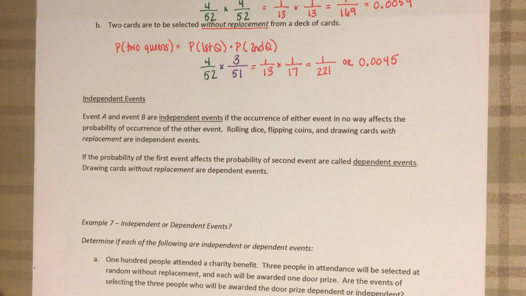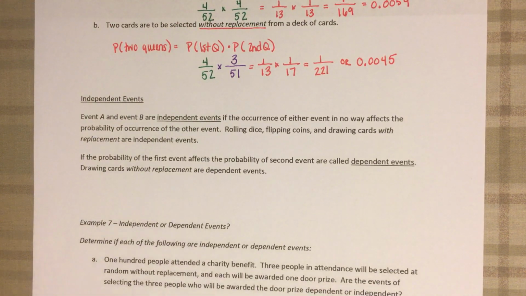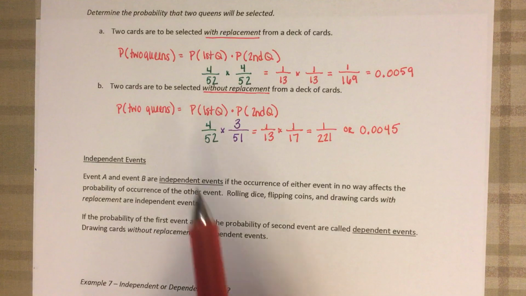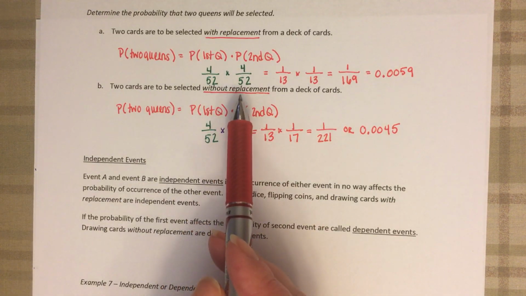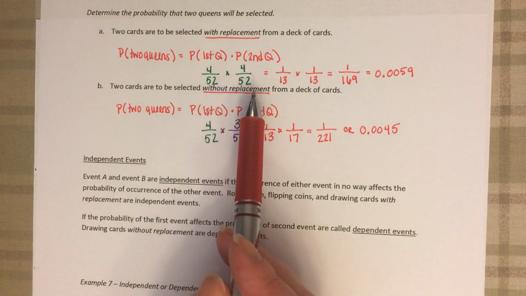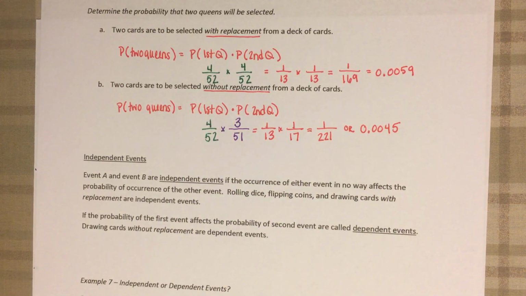Right, so this idea of with replacement and without replacement directly ties into the next vocabulary word that we have here. Event A and event B are independent events if the occurrence of either event in no way affects the probability of the other event. Rolling dice, flipping a coin, and drawing cards with replacement are independent events. If we go back up and look at our previous example, our probabilities didn't change. So with replacement are examples of independent events.